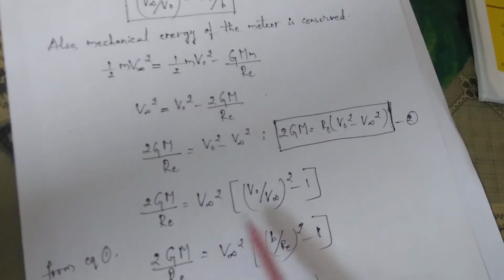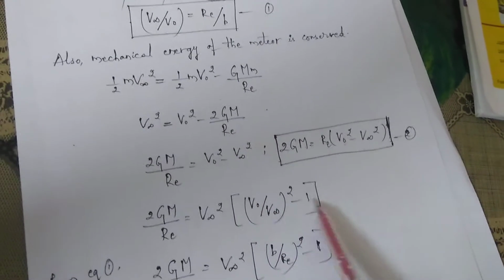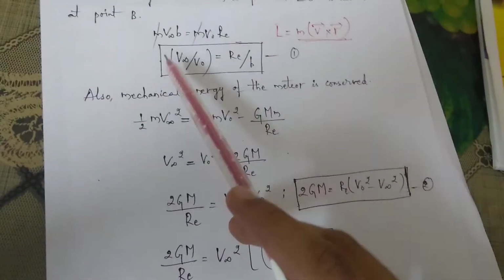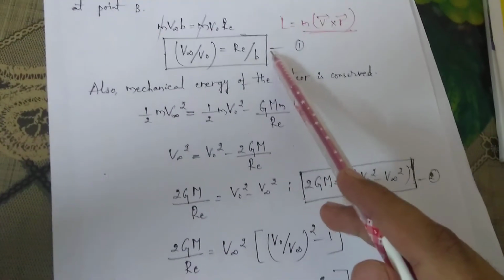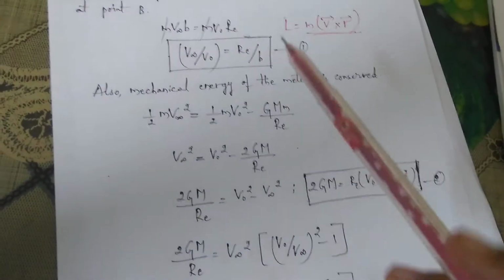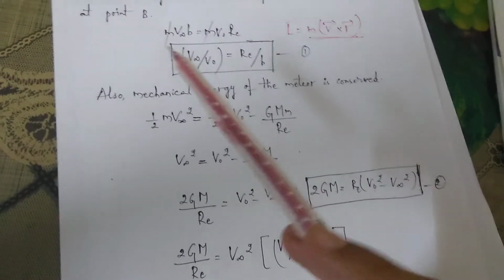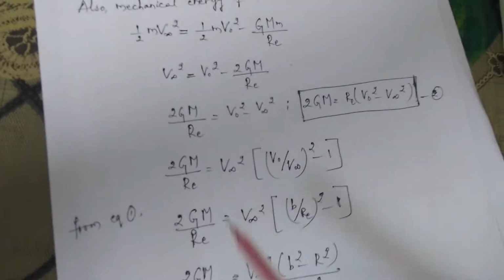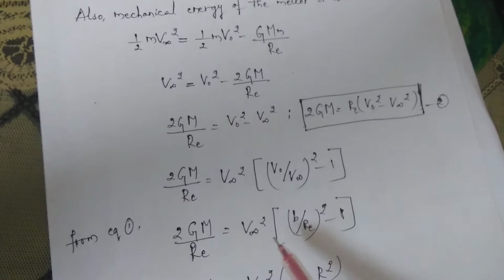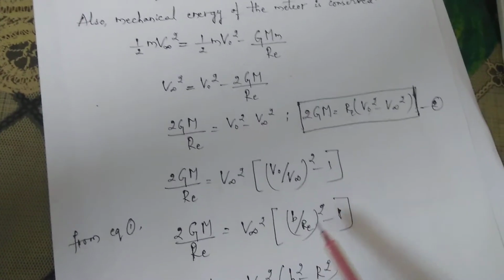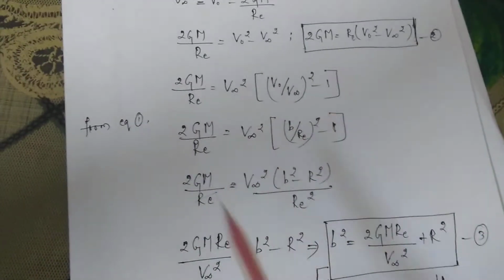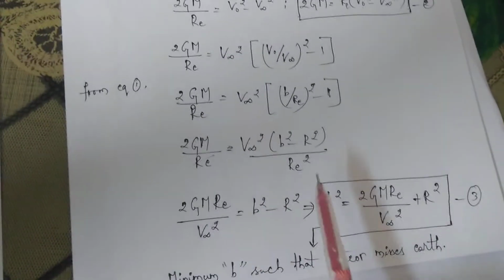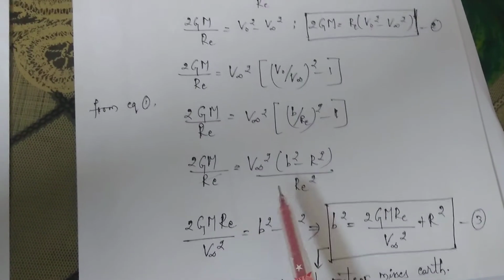Taking v infinity common on the outside, we get (v naught by v infinity) whole square minus 1. From equation 1, we know v infinity by v naught equals re by b. So what is v naught by v infinity here? It is just b by re. Squaring on both sides, we'll get 2gm by re equals v infinity square into (b by re) whole square minus 1. We'll just jiggle around a bit and try to find out what the impact parameter is.